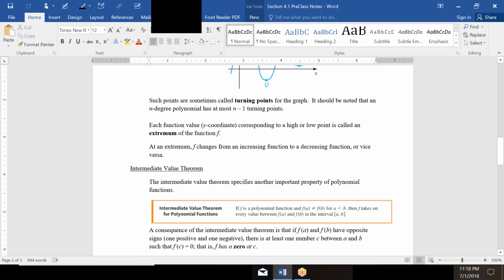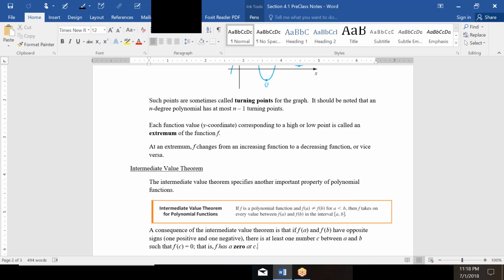The big thing, the really only example that we're going to do in this pre-video, is the intermediate value theorem, which says that if f is a polynomial function and the two y values are different, so you have two ordered pairs essentially, and their y values are not the same, and the a value, or the first x value, is less than the second value, then f takes on every value in between f of a and f of b in the interval a to b.